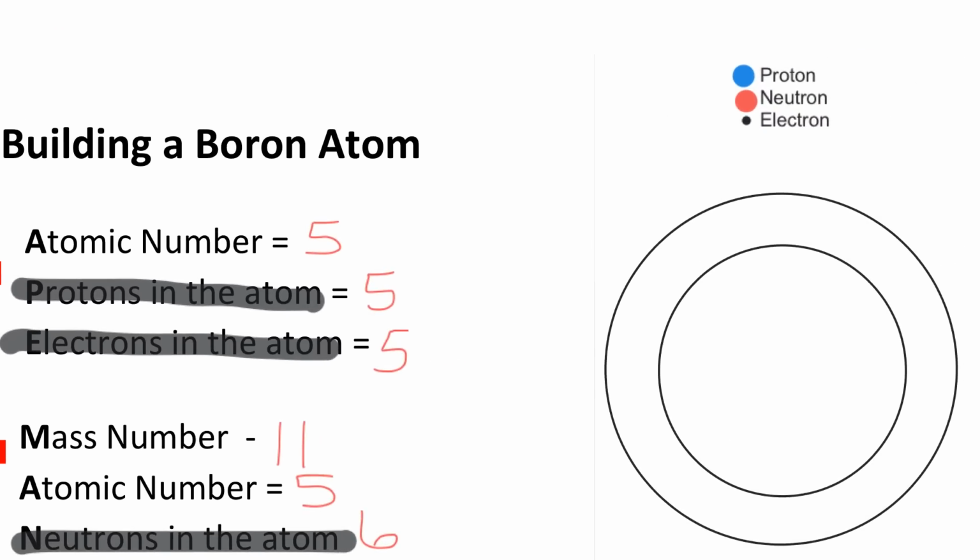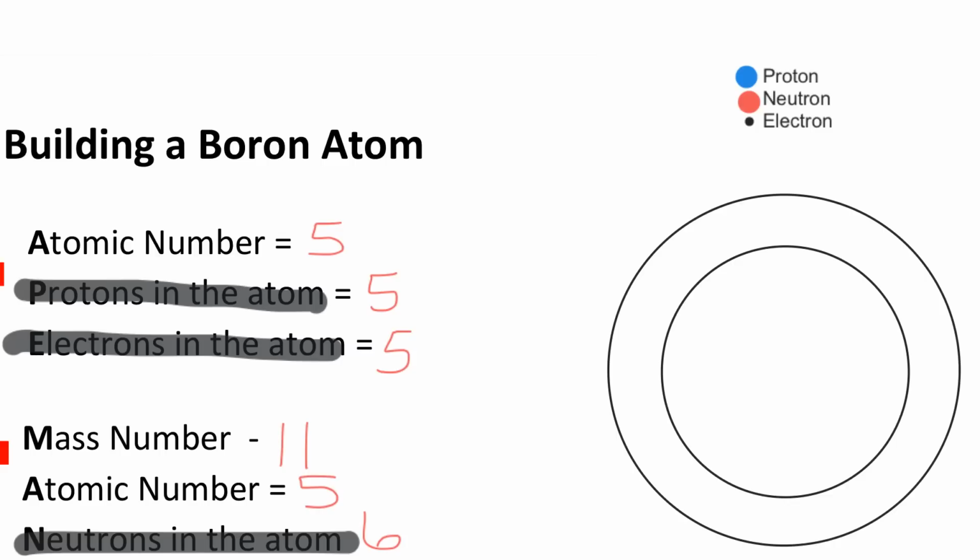We've got our key ready to go. Let's go ahead and do this. We have 5 protons. They belong in the nucleus. 1, 2, 3, 4, 5. And we're going to have 6 neutrons.